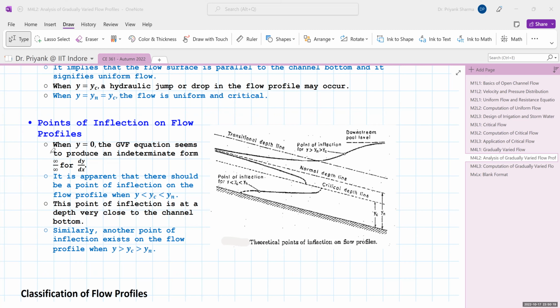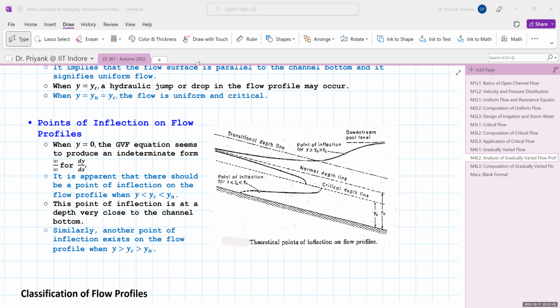So there are two ways. When it is transiting from y less than yc into yc, there will be some change in the curve. So this is one point of inflection, and it is very close to the channel bottom because here it will be almost vertical. And second, when your y is greater than yn, so this is in zone 3 and next is in zone 1. So at these two zones there will be a point of inflection, and this will be very close. It will not touch the horizontal level, but it will be almost an asymptote to the horizontal level. So these are two points of inflection which are possible.